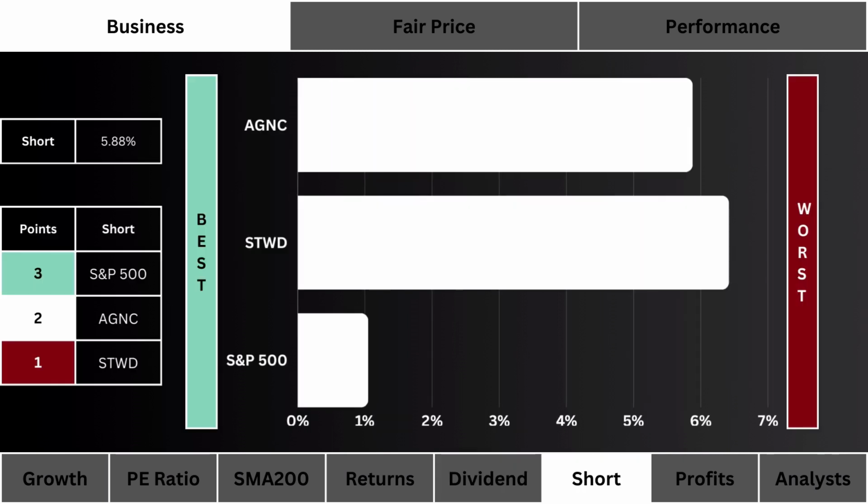Next, let's look at short float. Which stock are investors and traders most bearish in? More points are awarded to the less shorted stock.